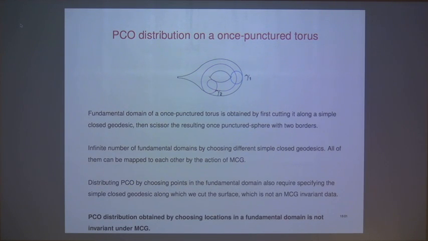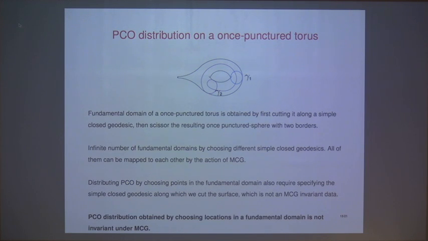So we can look into the fundamental domain for the once punctured torus on the upper half plane. So it's again the same as a pair of pants. And then we can choose locations on the fundamental domain. But the unfortunate thing is that this prescription won't go well with the action of mapping class group elements.